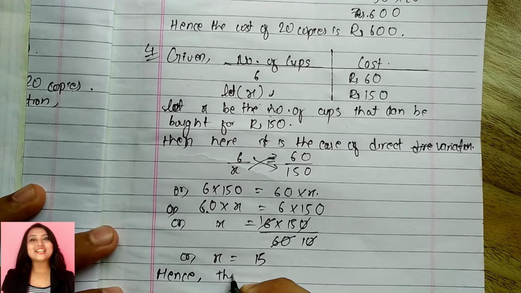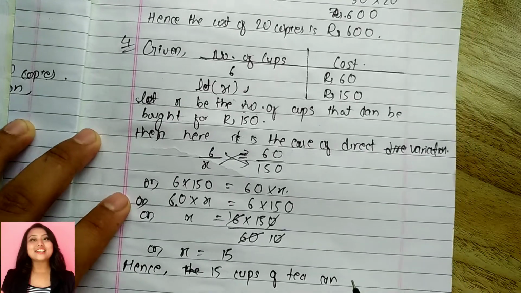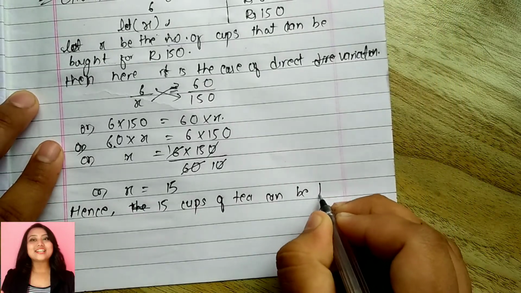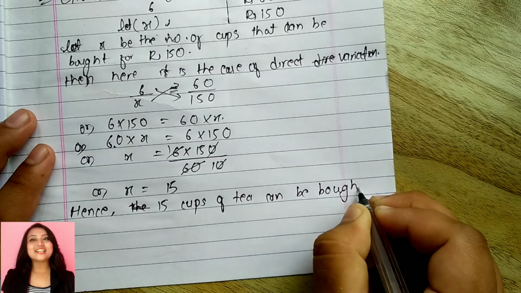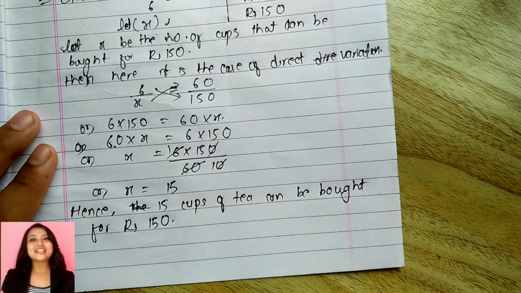Hence, directly we can write 15 cups of tea can be bought for rupees 150. Like this you can do.